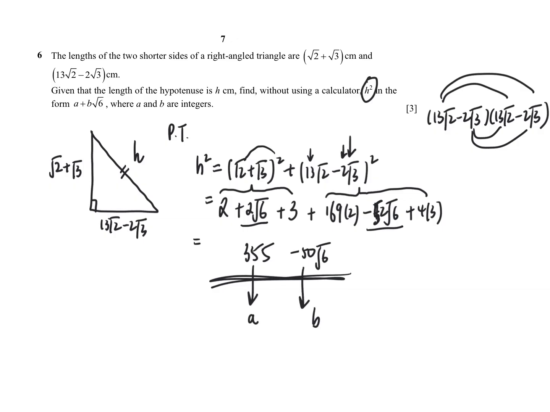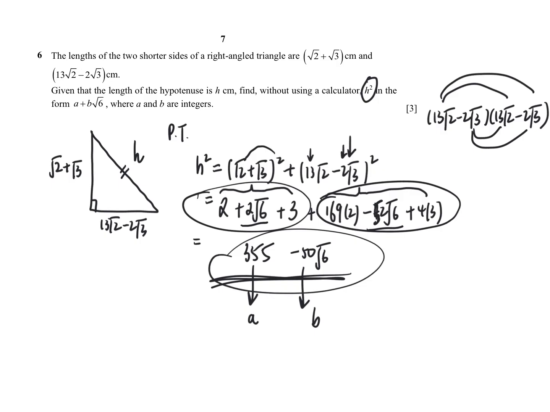So this is A, this is B. Okay, so this one is 3 marks. 1 mark for the expansion here, 1 mark for the expansion here, and the final mark for the simplification. So be careful.